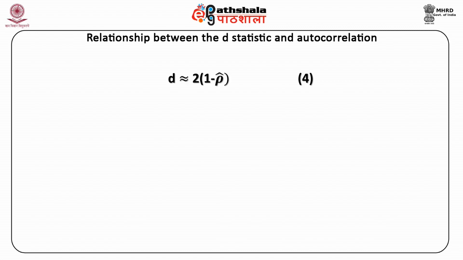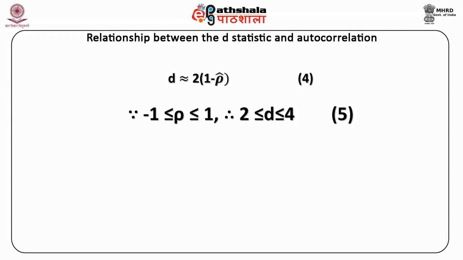Because rho is between plus minus 1 and can be written as rho greater than or equal to minus 1 and rho less than or equal to 1, we find that D is between 0 and 4 and can be written as 0 less than or equal to D less than or equal to 4. This is our equation 5.